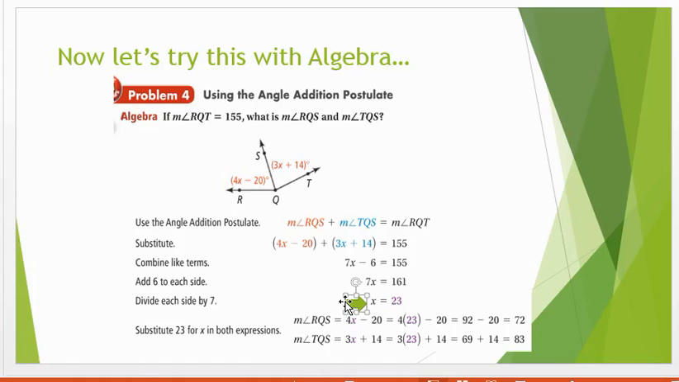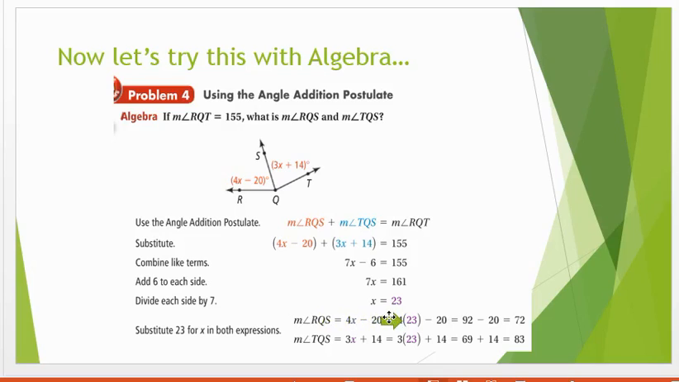But am I done? No. That's because I haven't answered my question. My question says, what are the measures of these angles? So what I'm going to have to do is take this 23 and substitute it in for the x right here and for the x right here to figure out what the actual measure of the angles are.